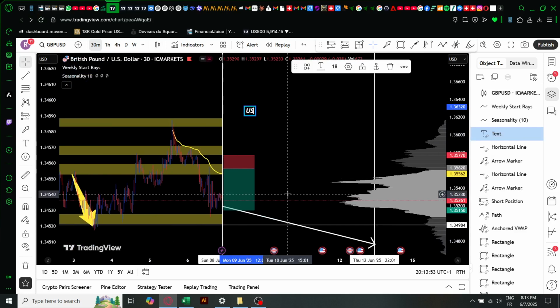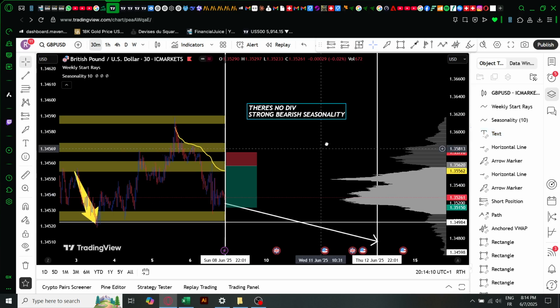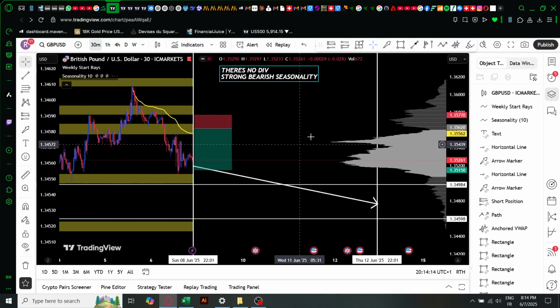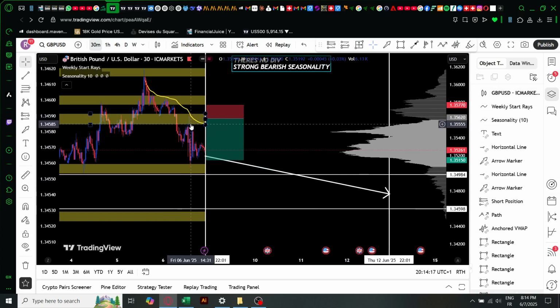There is no divergence, and there is strong bearish seasonality, and that's it. So we have a very strong level here.